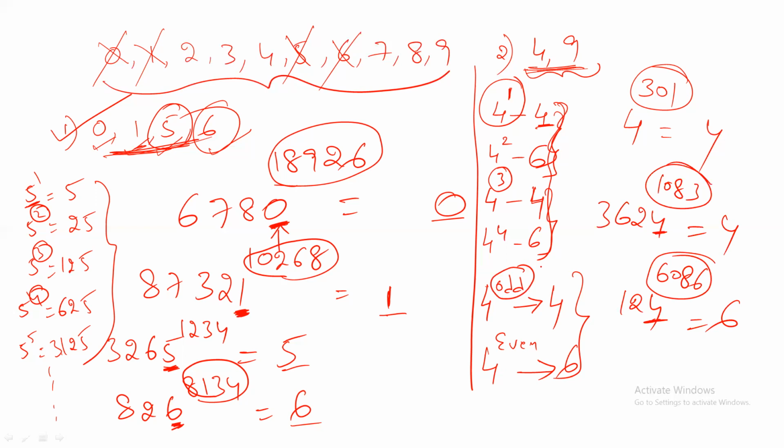Now the similar pattern we are going to follow for 9 as well. What is 9 power 1? 9. What is 9 square? 81, which ends with 1. 9 cube again ends with 9. 9 power 4 again ends with 1. 9 power 5 again ends with 9.